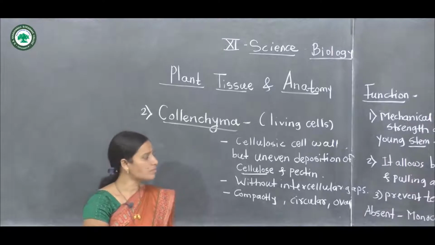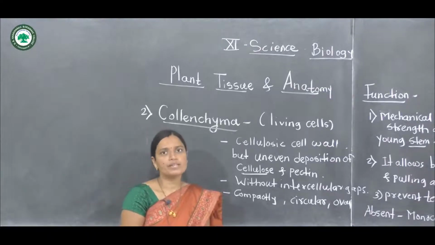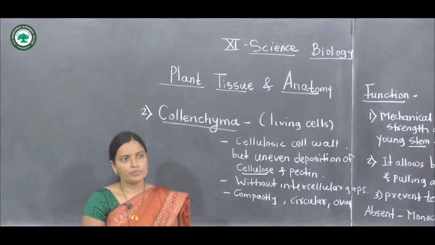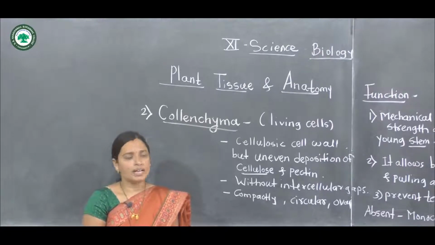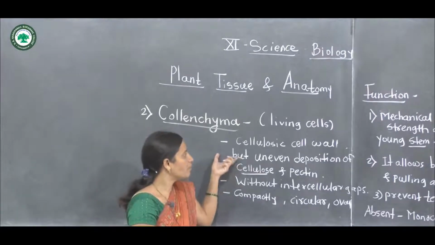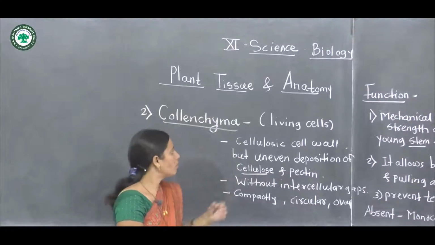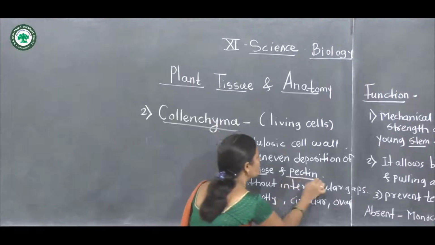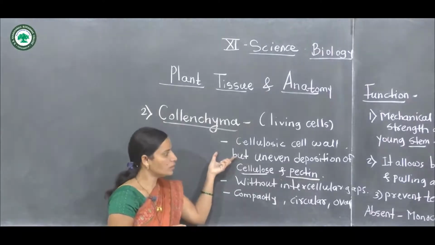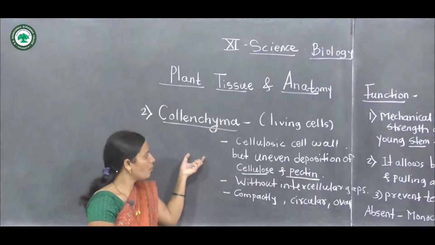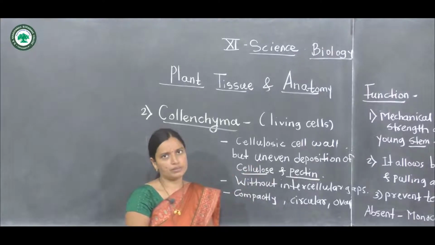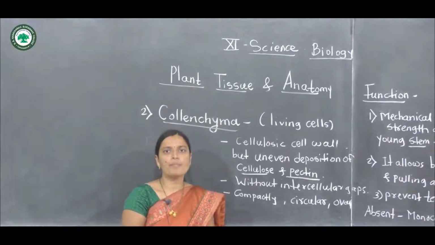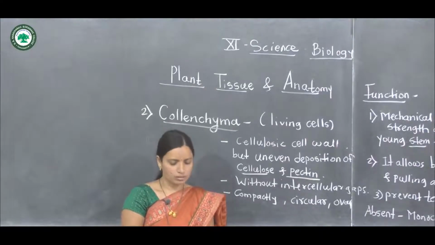The first characteristic of collenchyma is that its cell wall is made up of cellulose. Deposition also takes place in this cell wall, of cellulose as well as pectin. These two substances are found in uneven deposition in the cell wall. The cells of collenchyma are compactly arranged and without intercellular spaces.